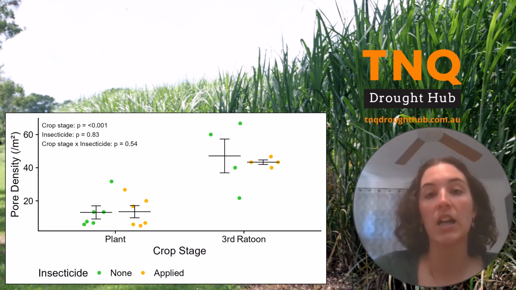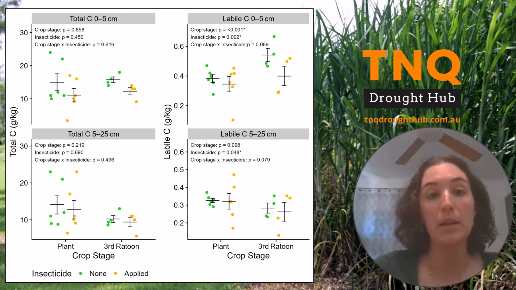Surface pore density was higher in third ratoon paddocks, and it did not differ in insecticide treatments, loosely mirroring macroinvertebrate trends. Labile carbon was higher in third ratoon paddocks in the top 0 to 5 centimeters of soil, as well as in non-insecticide paddocks at both 0 to 5 and 5 to 25 centimeter depths. Total soil carbon did not differ between treatments.